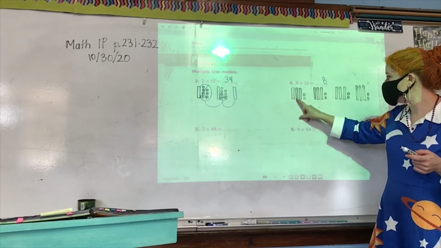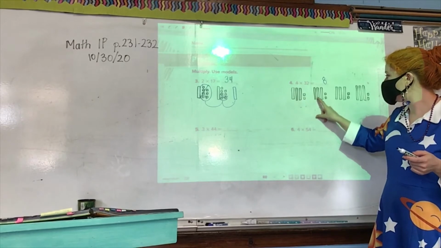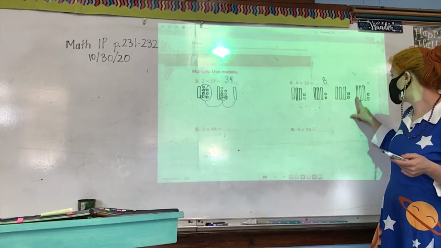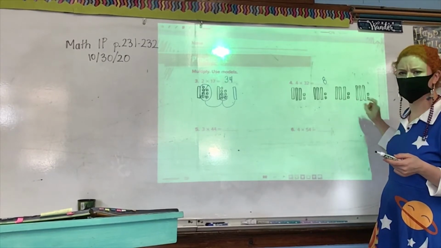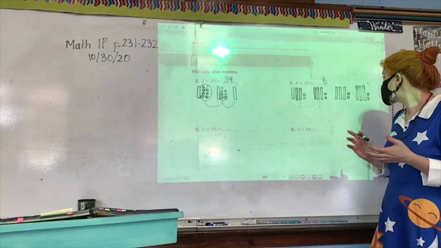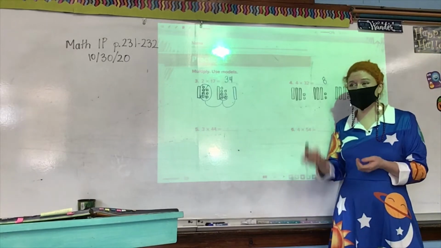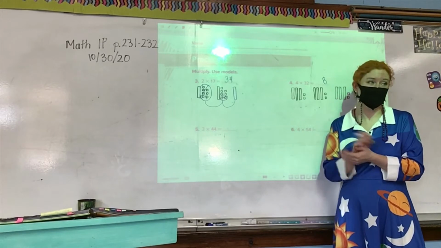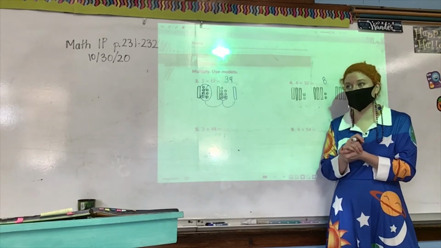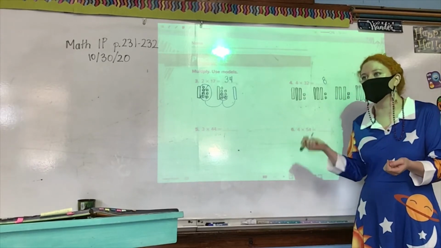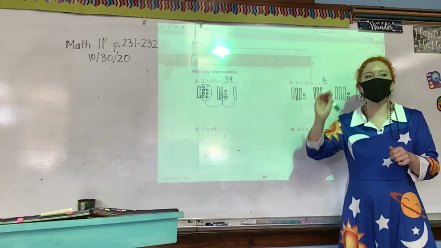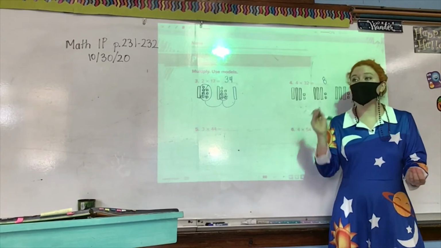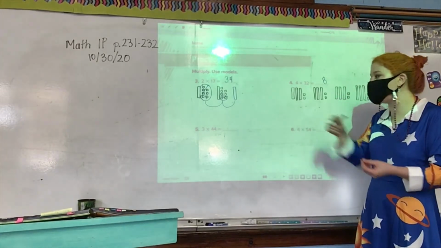1, 2, 3, 4, 5, 6, 7, 8, 9, 10, 11, 12. So we have 12 tens. Can we put 12 in the tens place? No, we can't. We can only fit one digit in one place. So what do we have to do? What's that word? I forgot. I should have said that word. What's that word that tells us what we have to do? Regroup. And when we regroup, we're taking how many 10 rods?